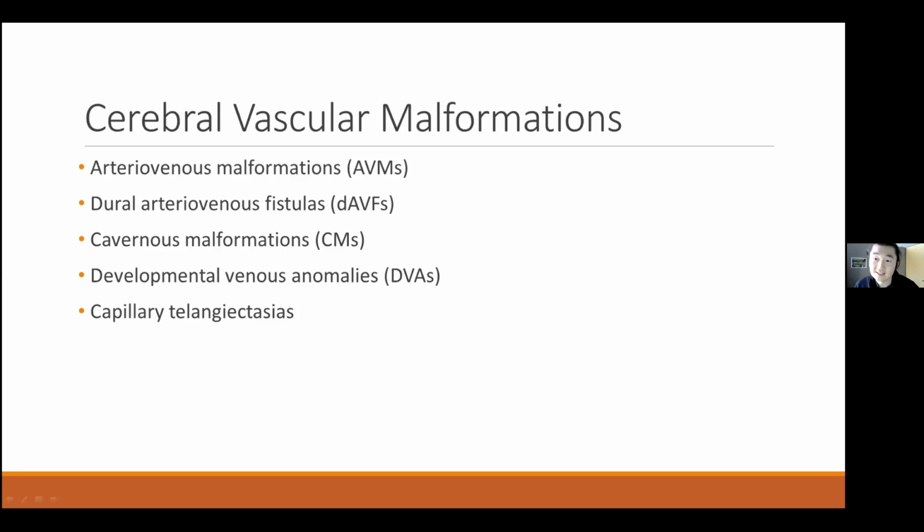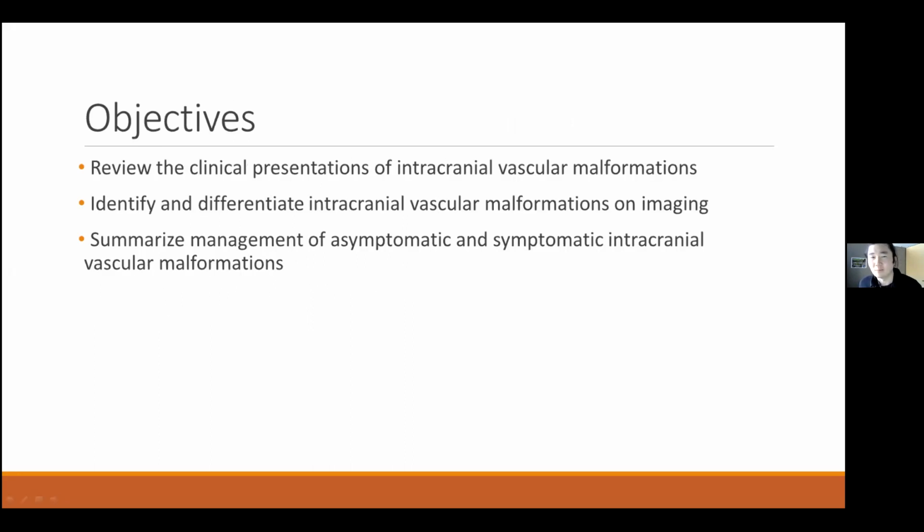Given that the last 2, DVAs and capillary telangiectasias, often have a relatively benign course, I'll be going over them pretty quickly. So most of the time will be spent on the first 3 listed here. If you feel like it's going to be dragging, don't worry, it's going to pick up the pace really quick. We'll go over the clinical presentations, the imaging, and, like I said, summarize the broader concepts behind what guides or factors into their management and some of the interventional decisions.